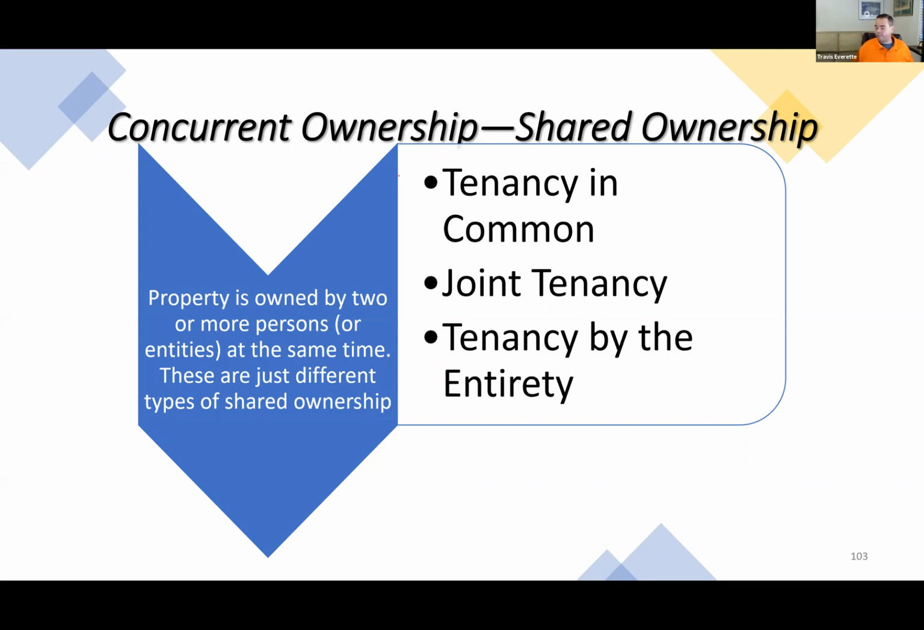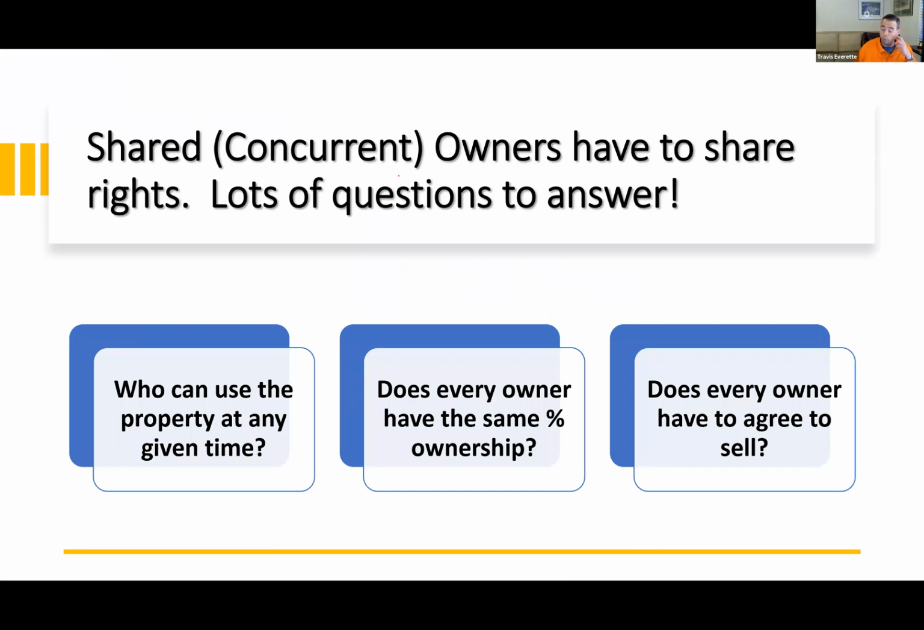So think of it this way. You've got two types of ownership. Ownership in severalty, which is how many owners? One. And then you've got concurrent ownership, which is two or more. What we're about to do is break down concurrent ownership into three different pieces. These are the three pieces of concurrent ownership. Concurrent ownership can come in one of three forms.